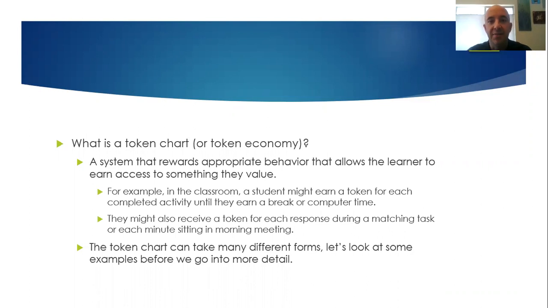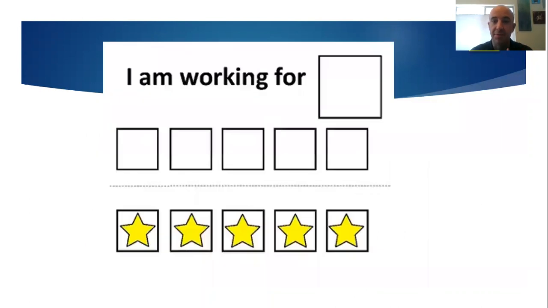But a token chart can take many different forms. So let's look at some examples before we go into too much detail, if you haven't seen one. This one is pretty close to what we use on campus. We call them star charts, but they're token charts. They just have stars on them. Typically, they would be laminated. So the top part would be laminated with Velcro on each of the empty squares, and then those stars would all be laminated and have Velcro on the back. So we can stick each star onto the boxes until the student earns all 5, and then they get access. Usually that big box is what they're working for.